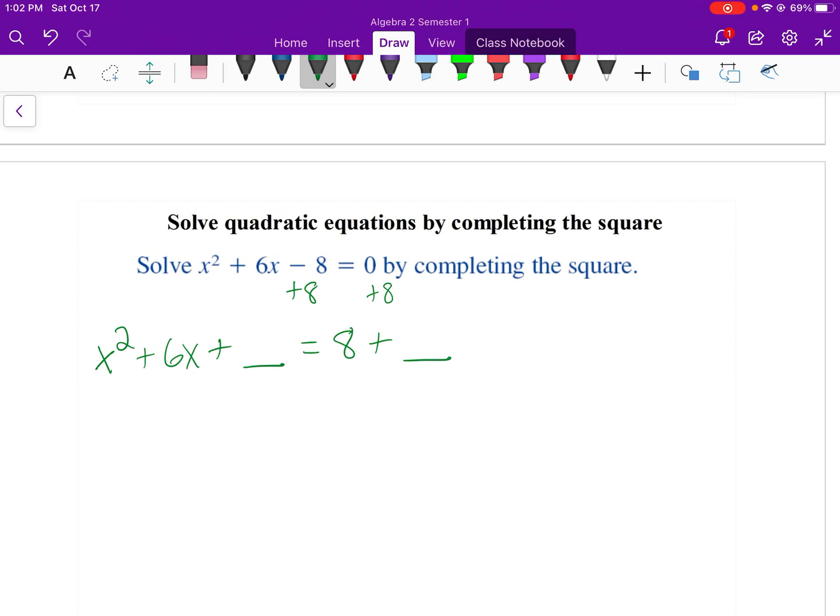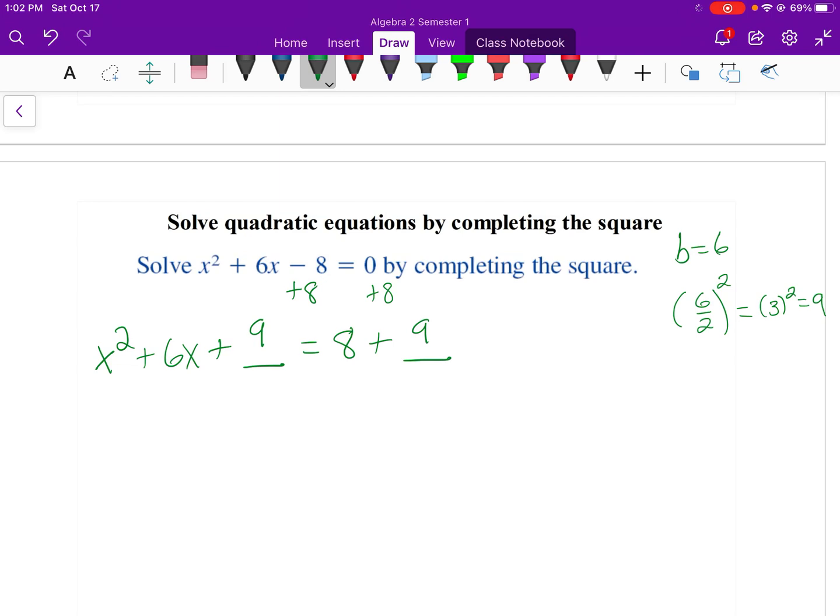Okay, so then from there, you make sure that the a value is 1. In this case, the a value is 1 already, so we're good there. Then from there, again, the b value at this point, when the a is 1, is 6. So half of 6, that's saying 6 divided by 2, and we're squaring that. So that's saying 3 squared, or 9. So 9 is the value we're going to add to both sides.